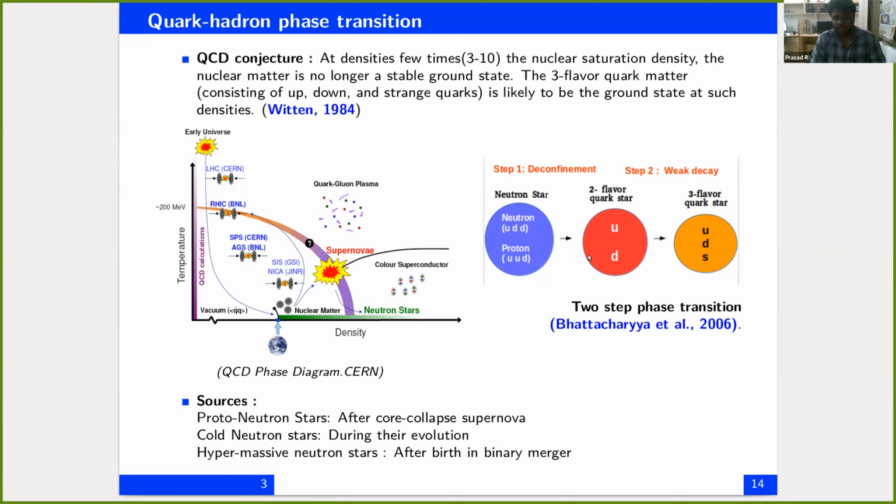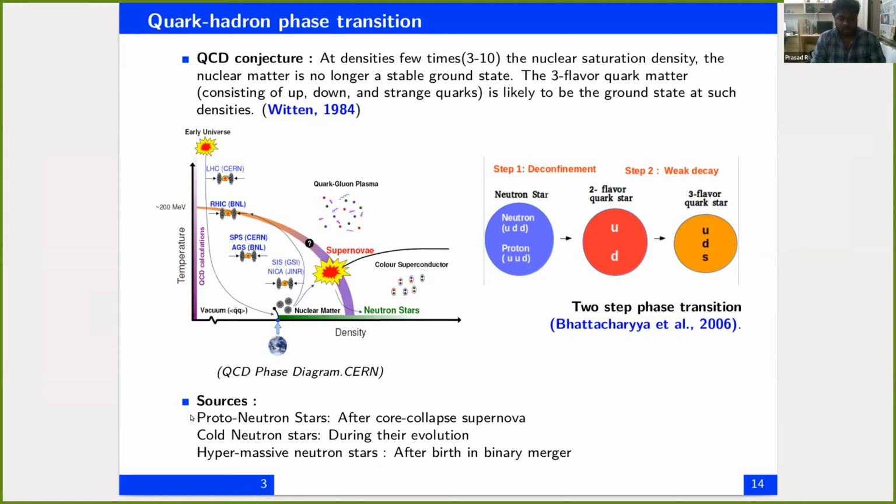After up and down quarks are formed by the deconfinement process, there will be a weak decay process, and this will lead to formation of up, down, and strange quarks. This way we will get a three-flavor star. This is also a strange star. So by a two-step phase transition process, a neutron star will ultimately become a stable quark star.